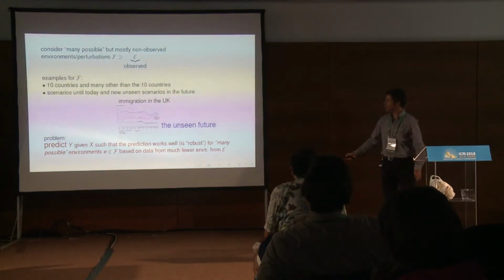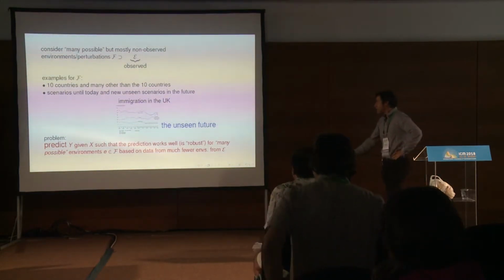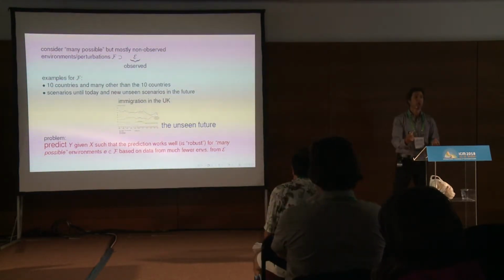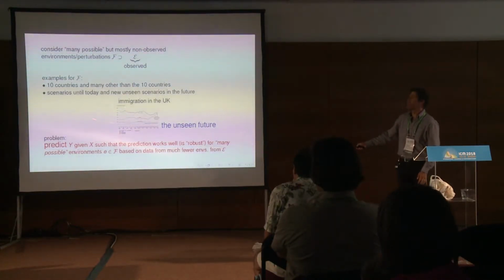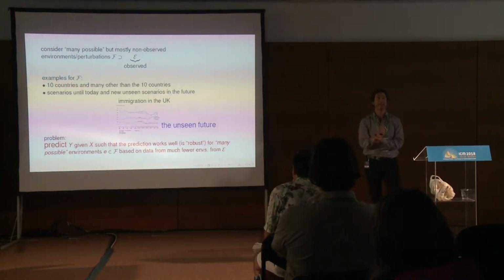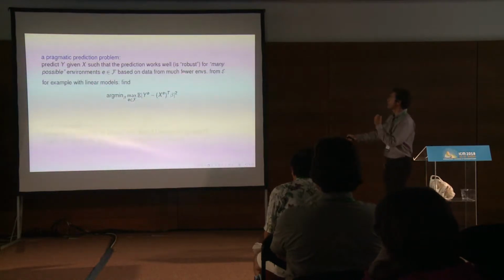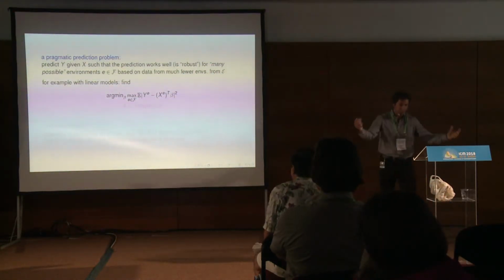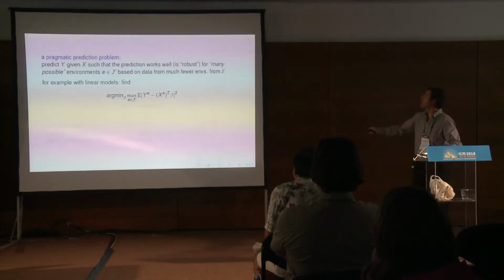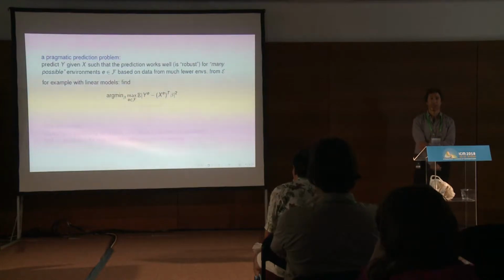And so here is my prediction problem. Predict y given x, the usual thing, such that the prediction works well or is robust for many possible environments in this script F, which I have not seen based on the few environments or heterogeneities which I've seen in the data. Okay? This is my prediction problem, so this is a very pragmatic problem. Predict y given x such that prediction works well, is robust for all these many possible environments in this large space script F based on data from much fewer environments which I observe in script D.